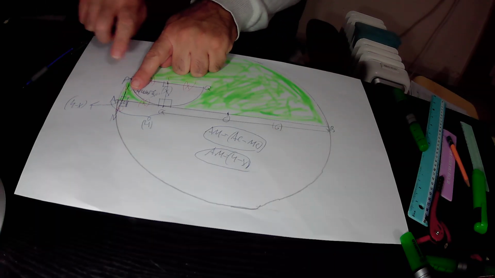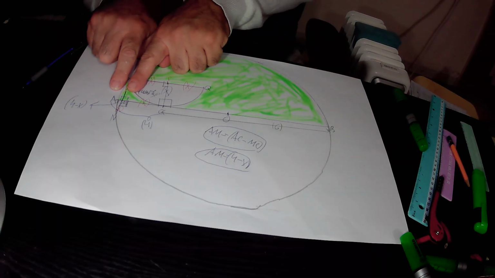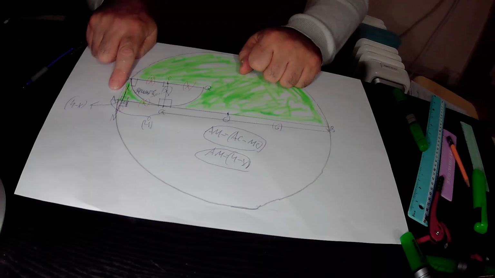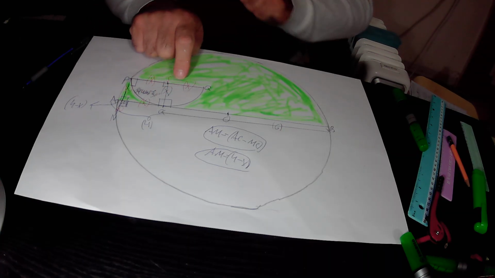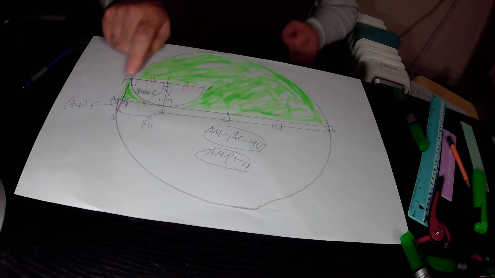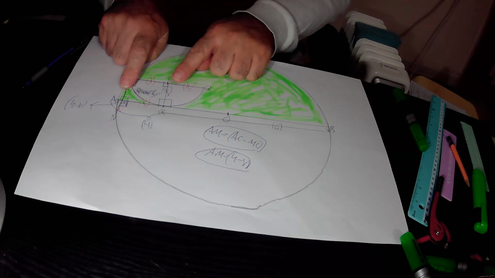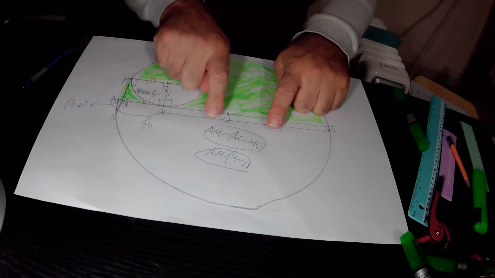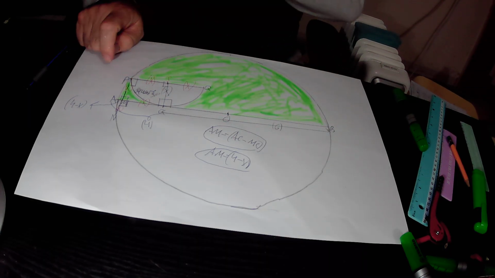What is the length of this short line segment AM? From the drawing, it's very easy to see that AM in total equals AC minus MC. So AM equals AC, that is 4, minus MC, that is x. So in total, AM equals 4 minus x units in its length.